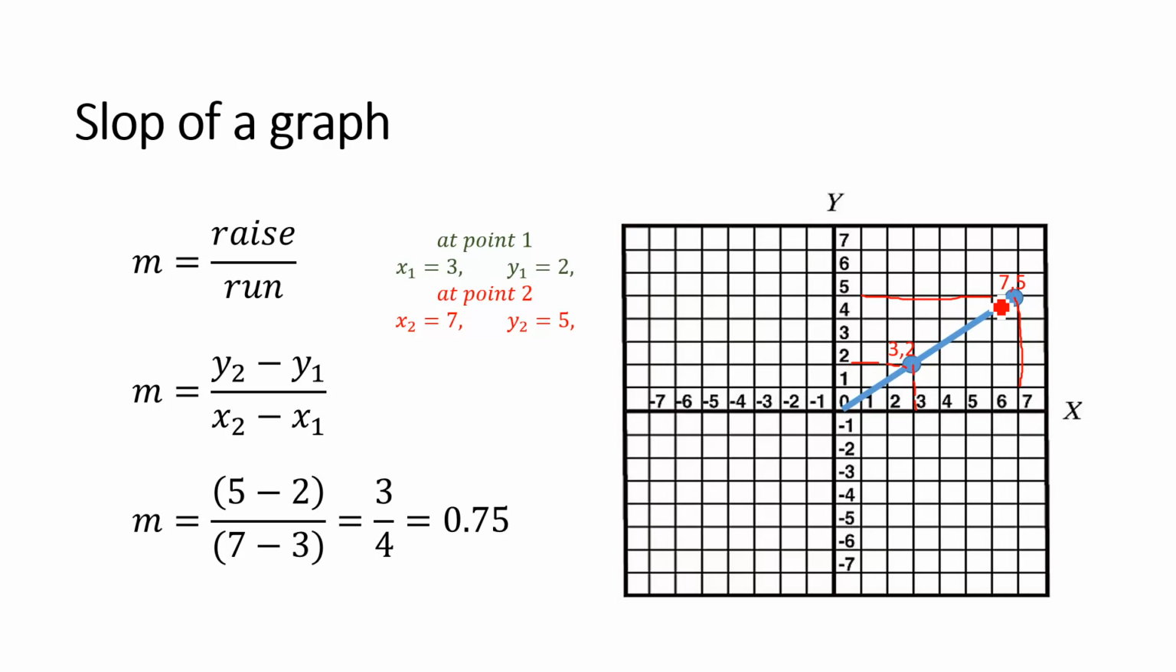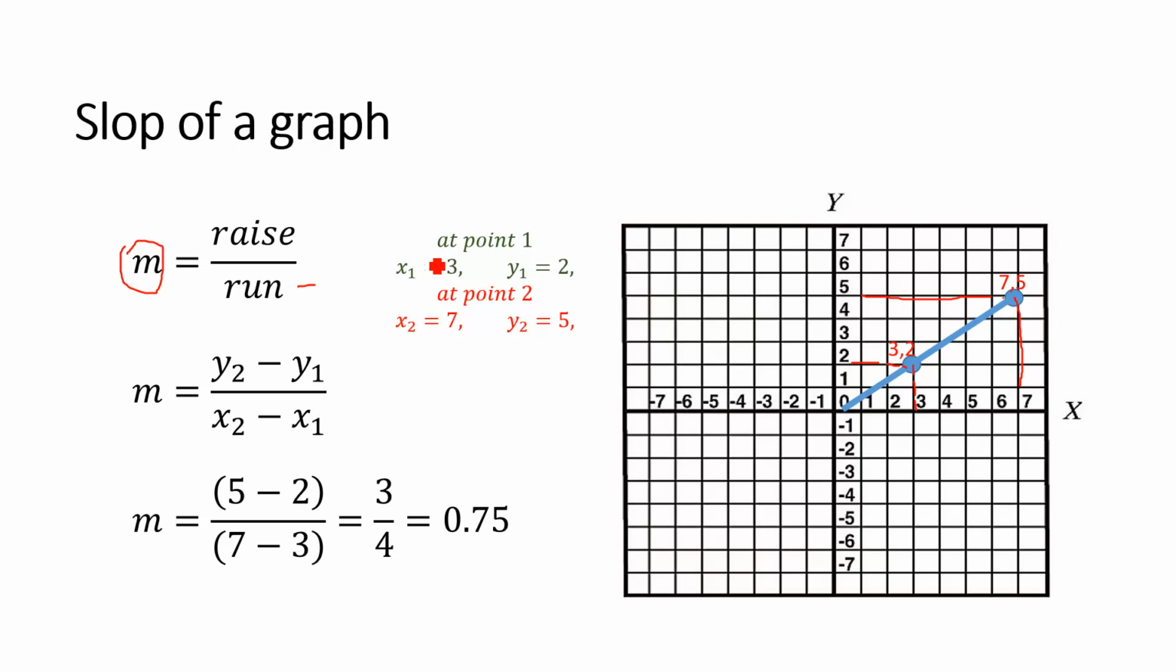Now let's find the slope of the graph. The slope of the graph is represented by m, and it is equal to rise divided by run. The rise is the increase in the y coordinate, while the run is the increase in the x coordinate. So here the rise is represented by y2 minus y1, and the run is represented by x2 minus x1.